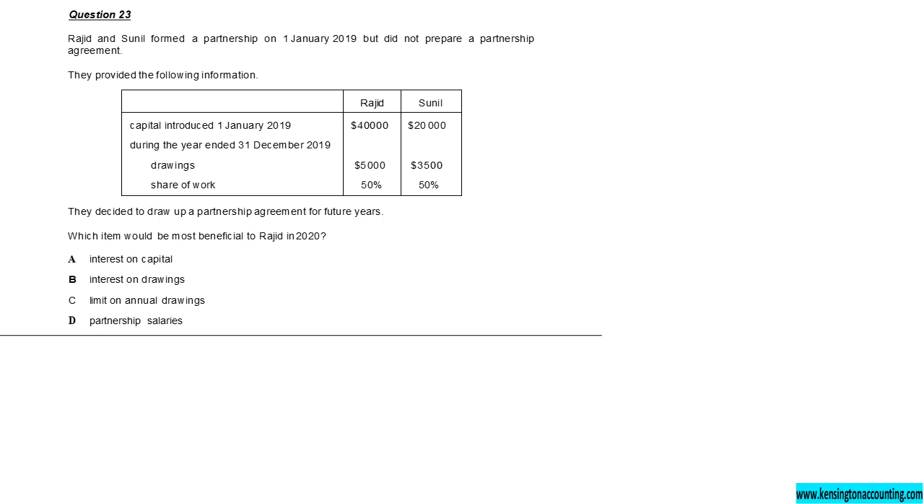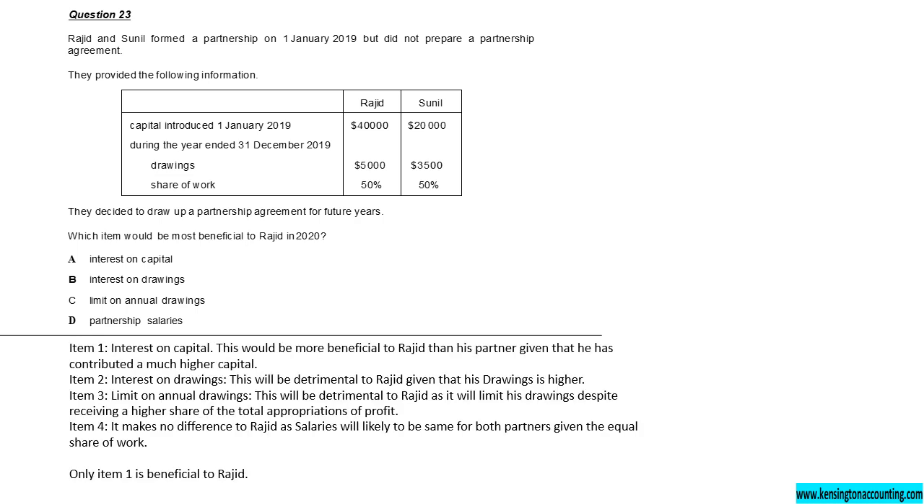So let's see. First item, item A, interest on capital. Because Rajit has a higher capital account, obviously an interest on capital will be beneficial to him, as he will get twice as much interest on capital compared to his partner Sunil. Therefore, this will be beneficial to him. Okay, so we'll tick here.